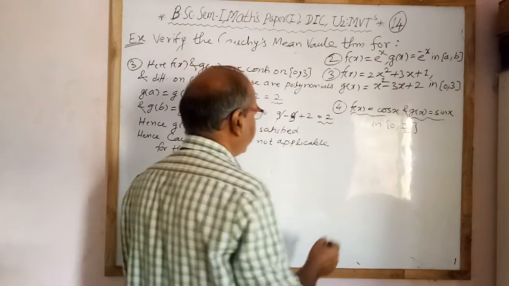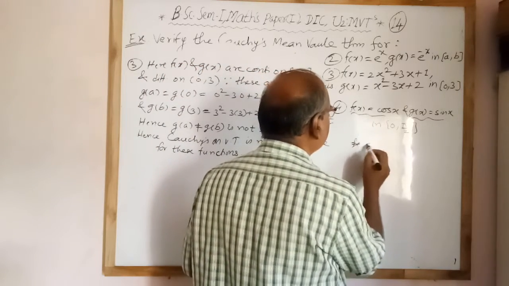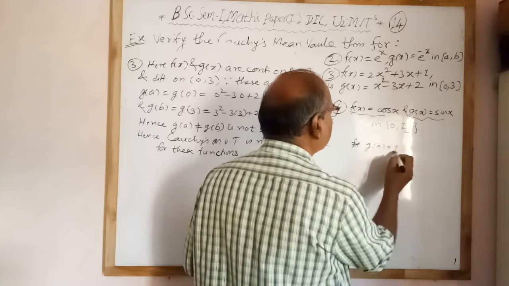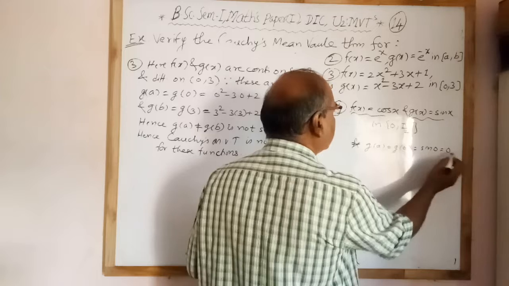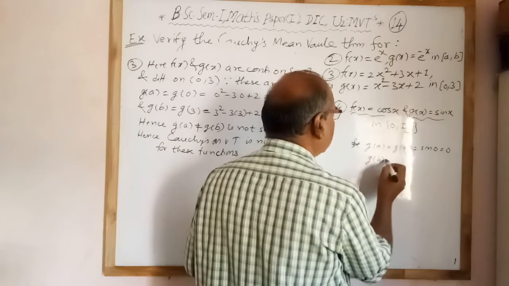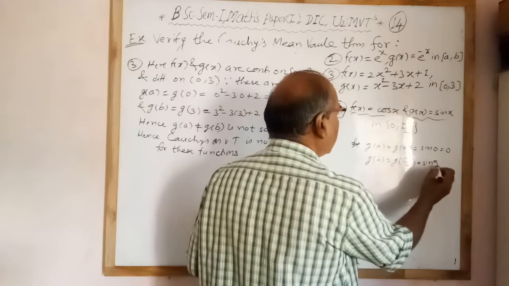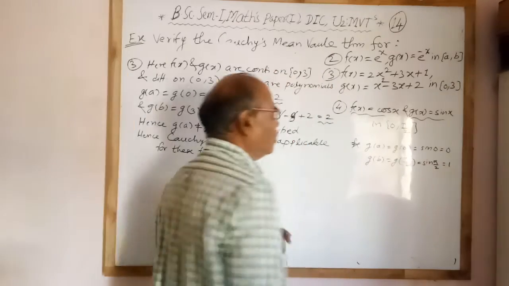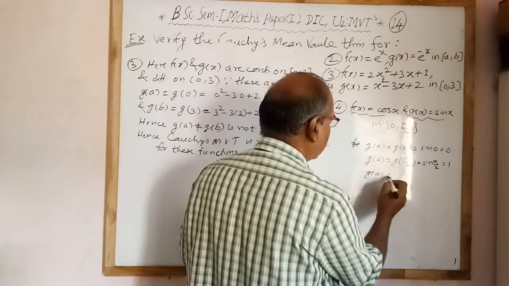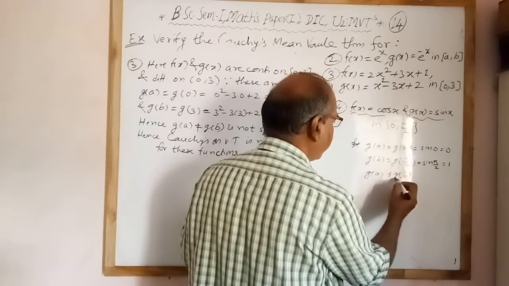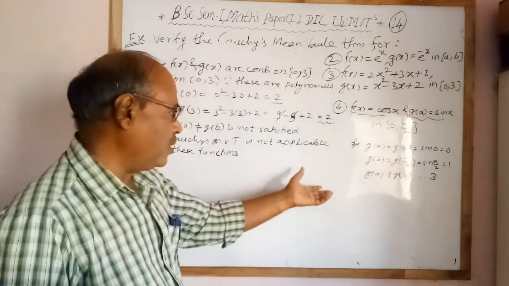And what do you get? g of a, that is g of 0 equal to sin 0, 0. g of b equal to g of pi by 2 equal to sin pi by 2 equal to 1. Therefore these are not equal. Therefore g of a not equal to g of b. Therefore all the three conditions of Cauchy's mean value theorem are satisfied.